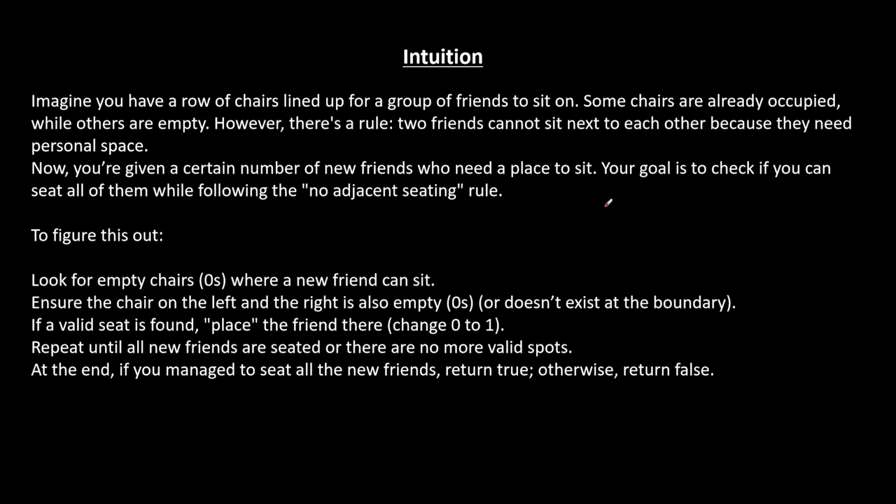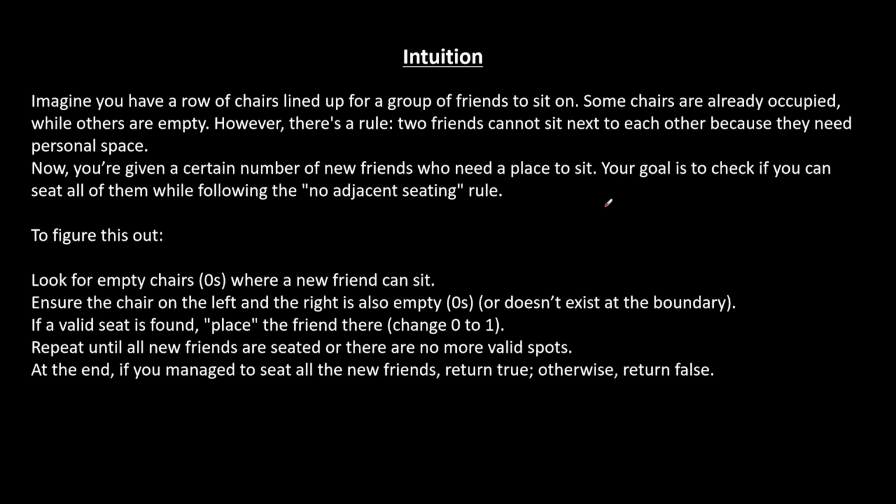We will look for the empty chairs, which is basically zero in this case in the flower bed, where a new friend can sit. Ensure that the chair on the left and the right is also empty or does not exist at the boundary. If a valid seat is found, place the friend there, basically changing the 0 to 1 in flower bed, and repeat until all new friends are seated or there are no more valid spots. At the end, if you manage to seat all the new friends, return true, otherwise return false.